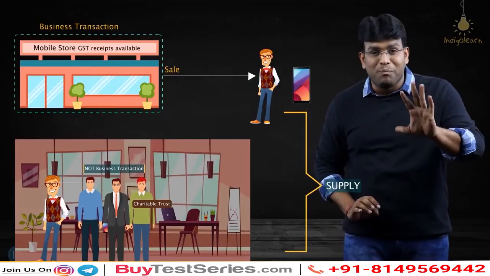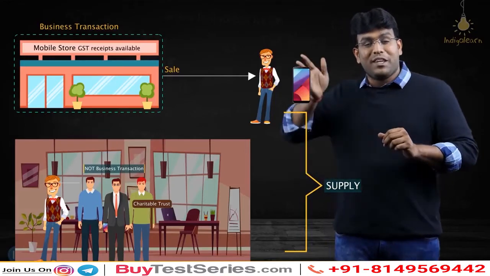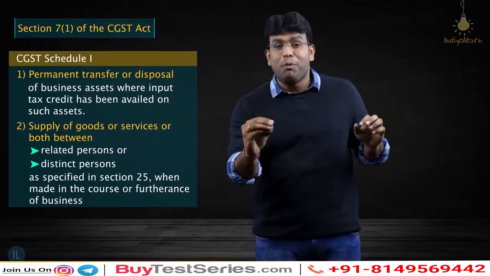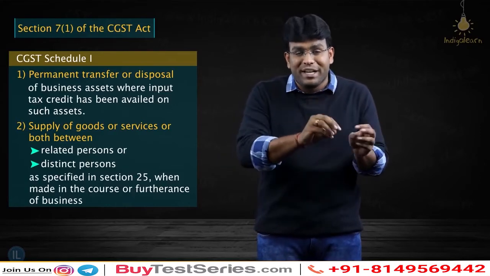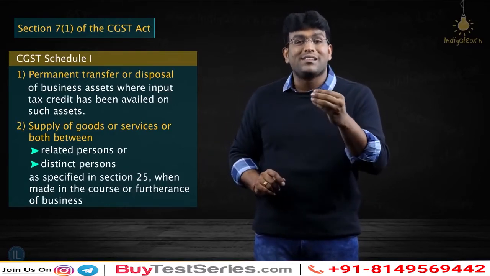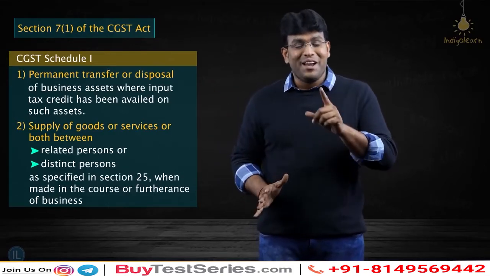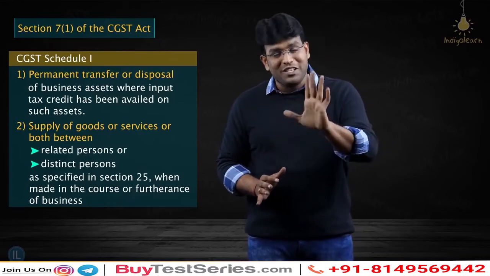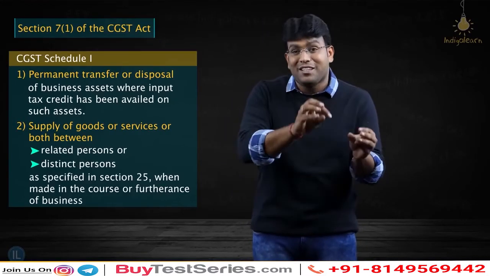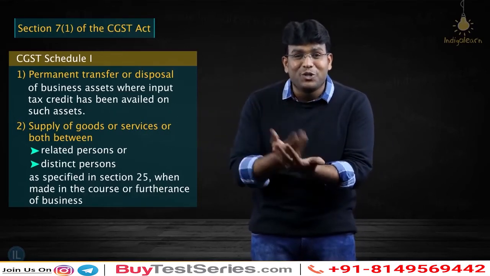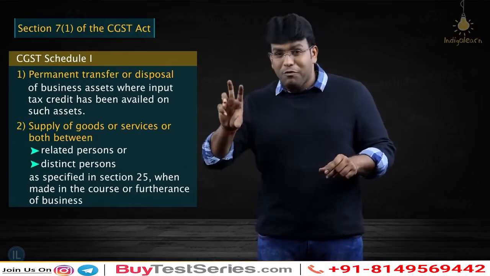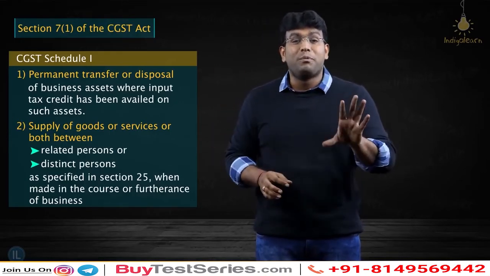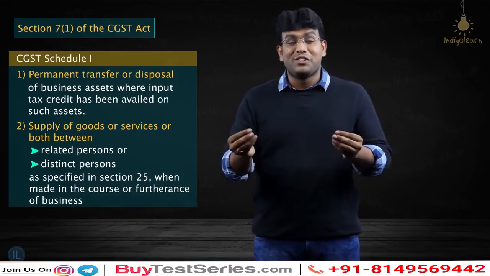In other words, we have one point in the law in section 7(1)(c) where the first point says permanent transfer or disposal of a business asset on which ITC is claimed. Now what has happened? I had one phone which I purchased and on which I claimed input tax credit, and that phone I donated. So the law is telling, even though you donate, please pay GST because it is a transfer of a business asset. My phone is an asset on which I have taken input tax credit. So even though this phone is donated, I still have to pay GST.